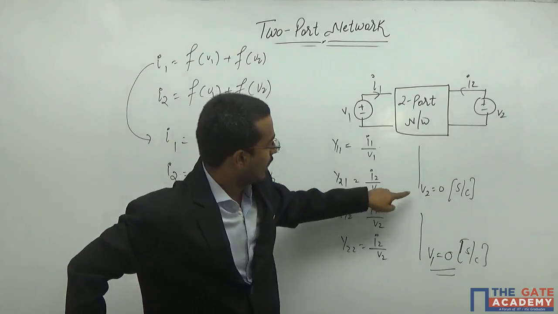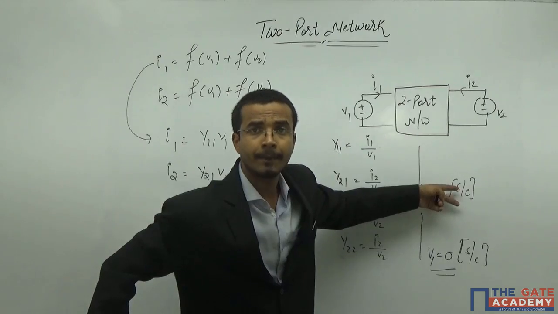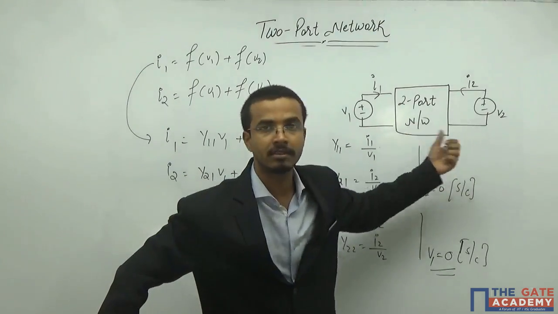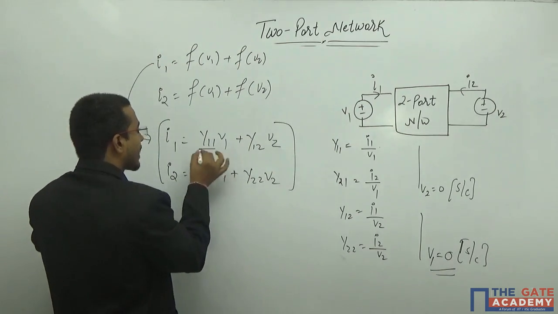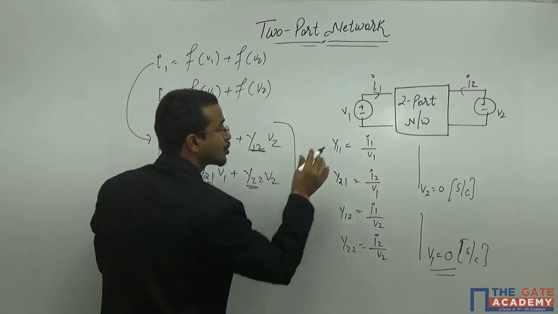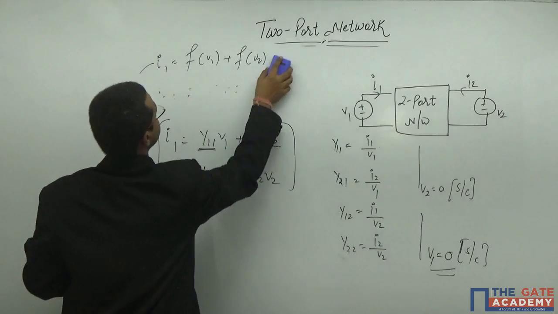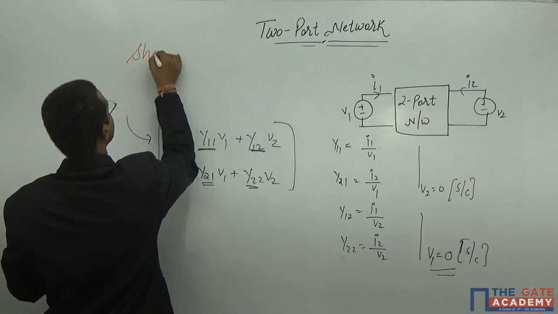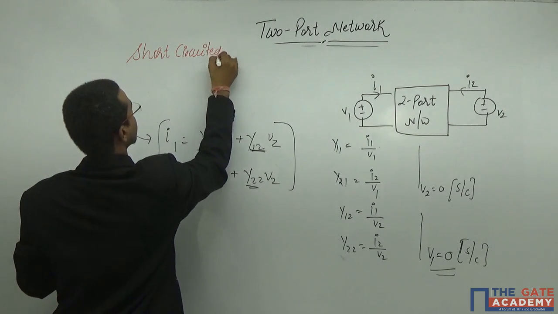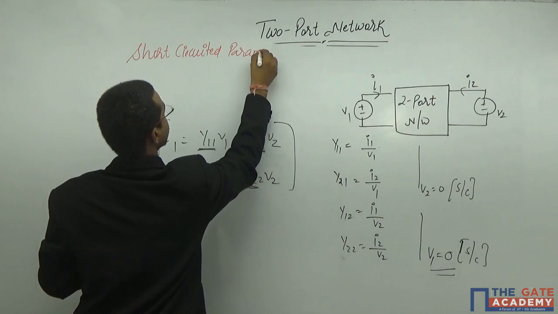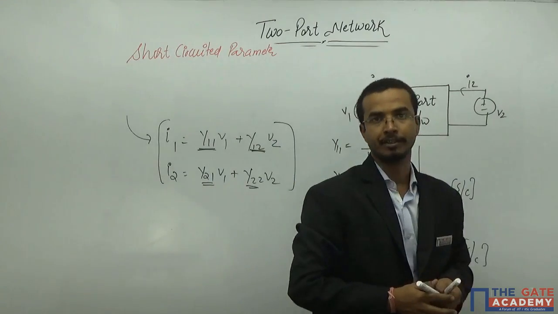Now here see, you are removing the voltage sources on both the sides. That means you are applying the short circuit path on both the sides. Whatever the equations and parameters you are getting here, you are getting just because of shorting the terminals, that is why it is also known as the short circuit parameter. This is known as the short circuited parameter.